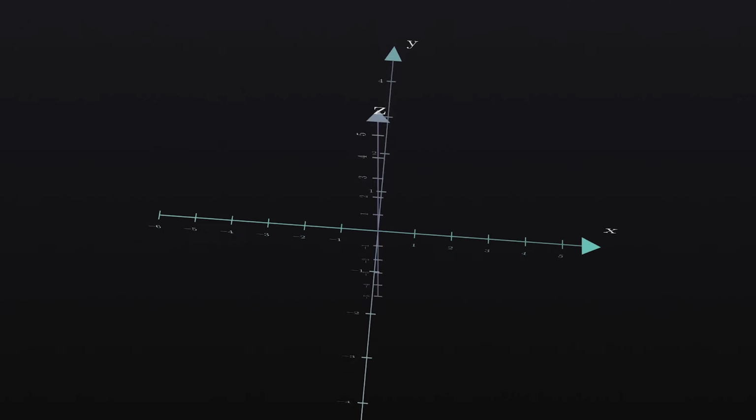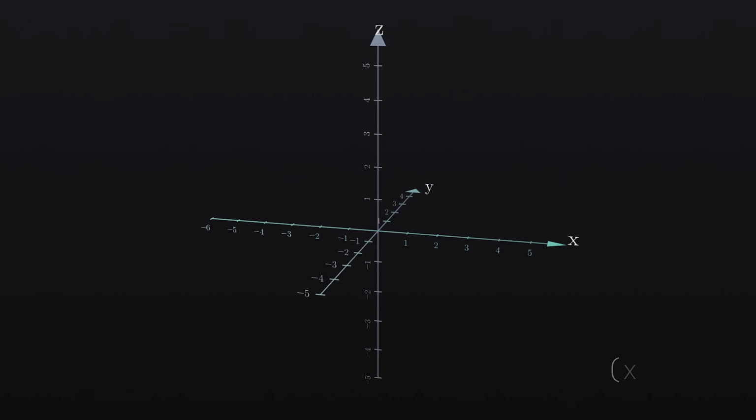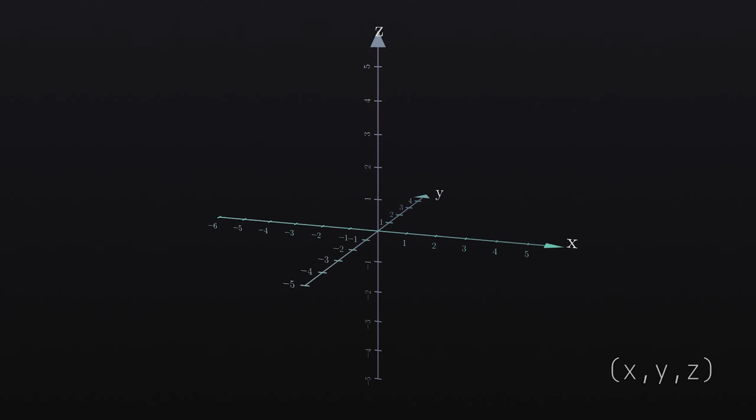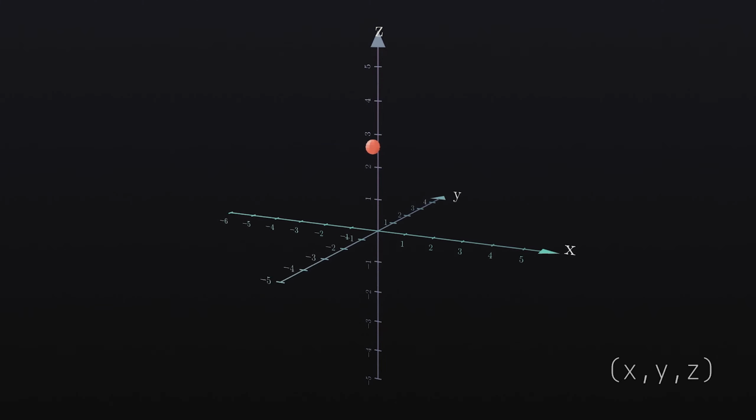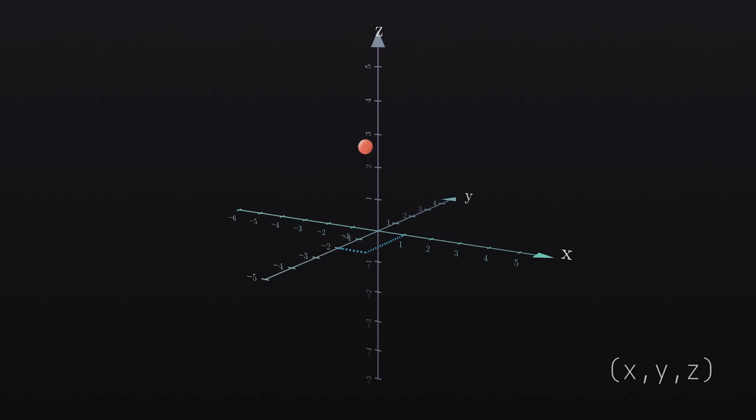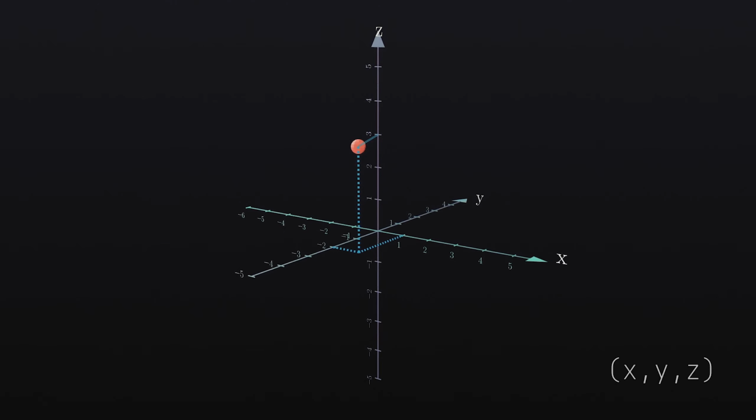Similarly, in a three-dimensional space, we have three coordinate axes labeled as x, y, and z, and the set of ordered triples (x, y, z) represent points in 3D space. For example, the point (1, -2, 3) represents a location where the x coordinate is 1, the y coordinate is -2, and the z coordinate is 3.